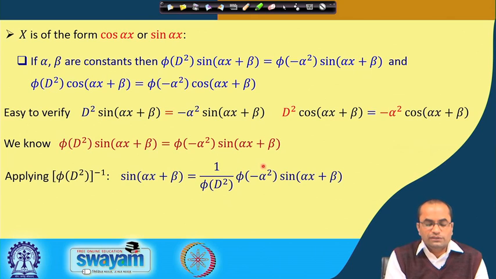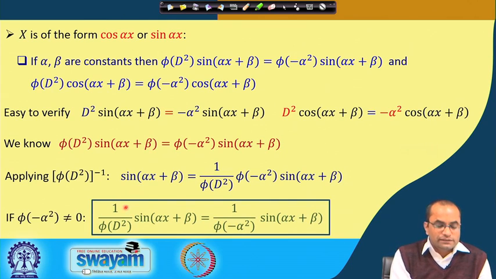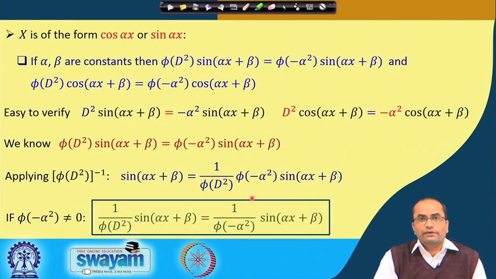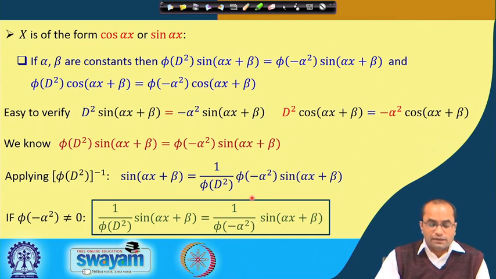Now, if φ(−α²) is not equal to 0, it is free from x naturally, so the operator will not do anything on it, and we can bring it to the left-hand side. The final result is that 1 over φ(D²) applied on sin(αx+β) gives 1 over φ(−α²) times sin(αx+β). This is the result which we can use directly.